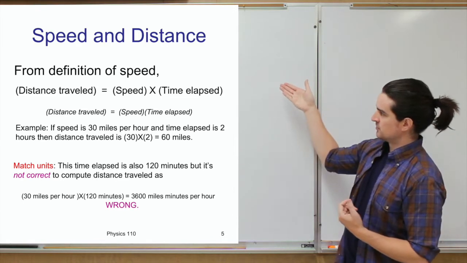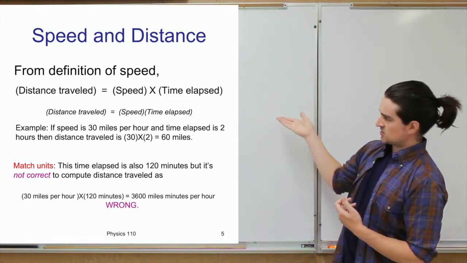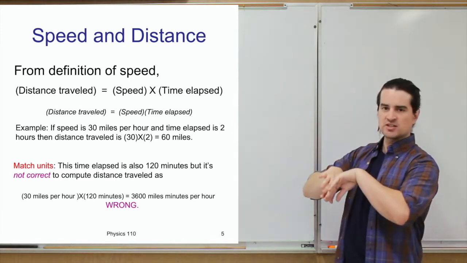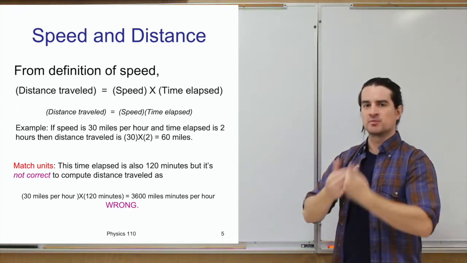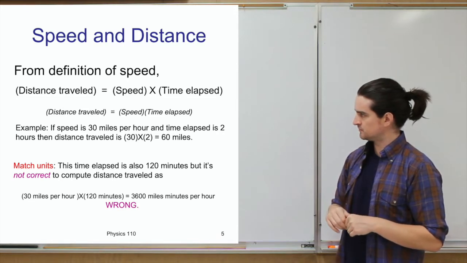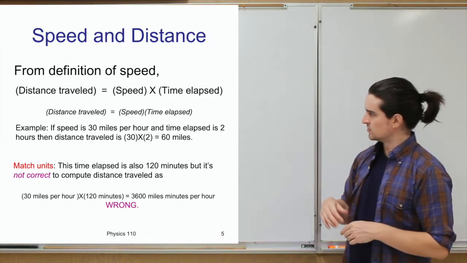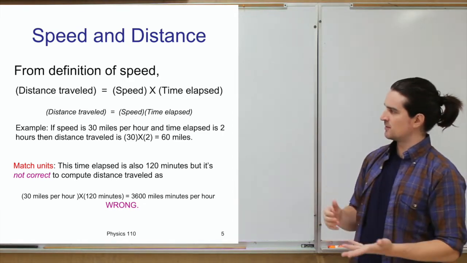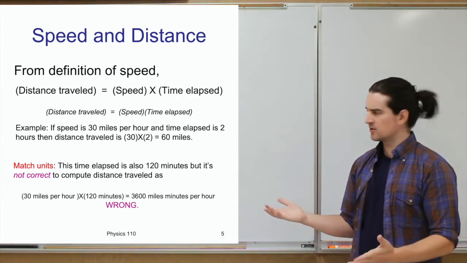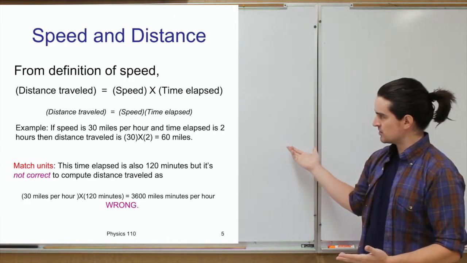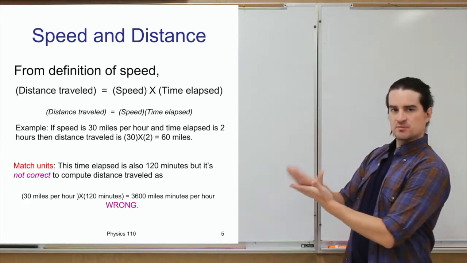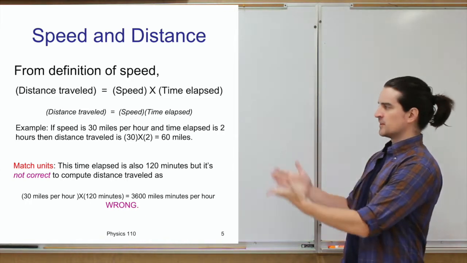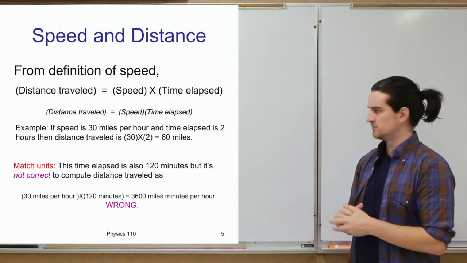So we wrote a big X in there for multiplication, but sometimes when I show you guys equations, if it's just these things in parentheses next to each other, hopefully you know that implies multiplication. So as an example, if the speed of an object, maybe a car, is 30 miles per hour again, and it travels for 2 hours, then 30 miles an hour at speed multiplied by 2 hours, the time elapsed, equals 60 miles that it traveled.